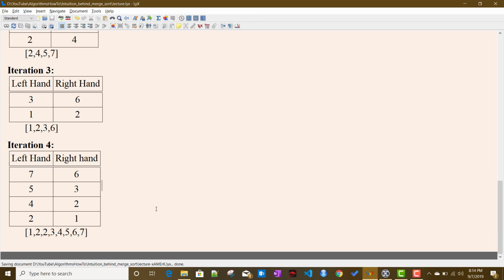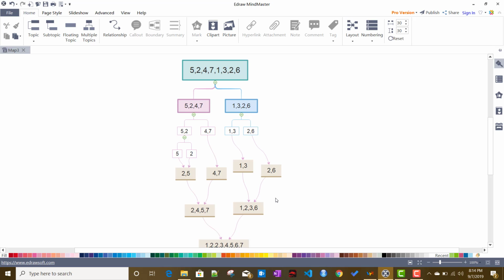Okay, so if you see over here, we just divided these arrays until we get a sorted array over here. Okay, and if you see over here, we divided till the single element, and a single element is always sorted by nature, right? Because we have only a single element over there, so that's why we have not divided it again, right?